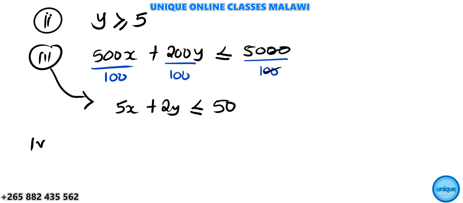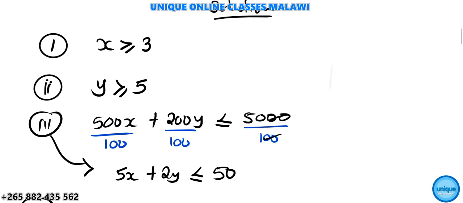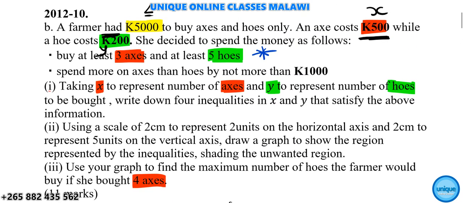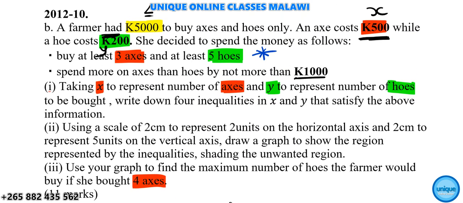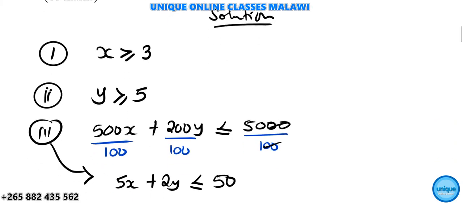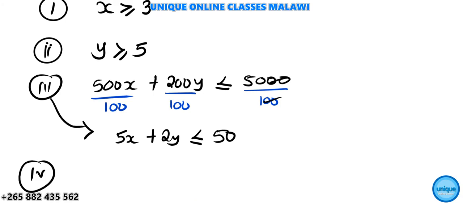So the same expression, the number of axes, and the number of hoes in this case should be not more than, so less than or equal to 1,000. So it is 500x minus 200y less than or equal to 1,000.